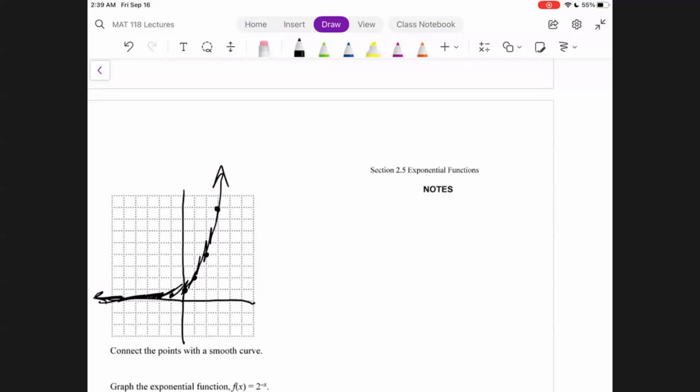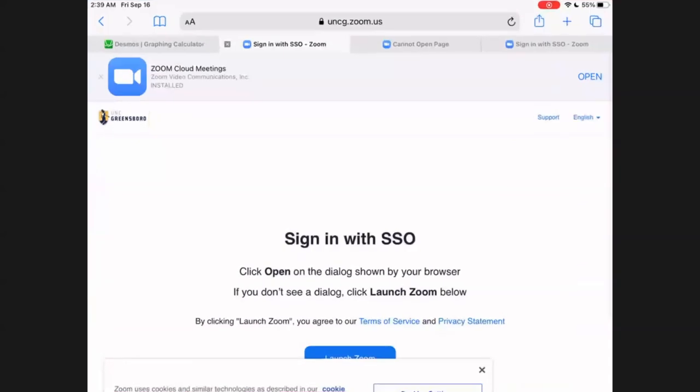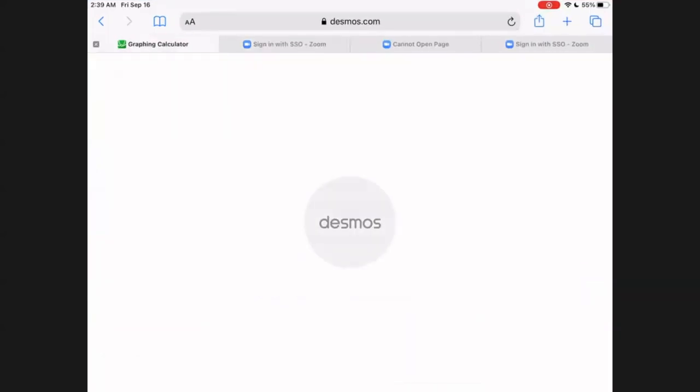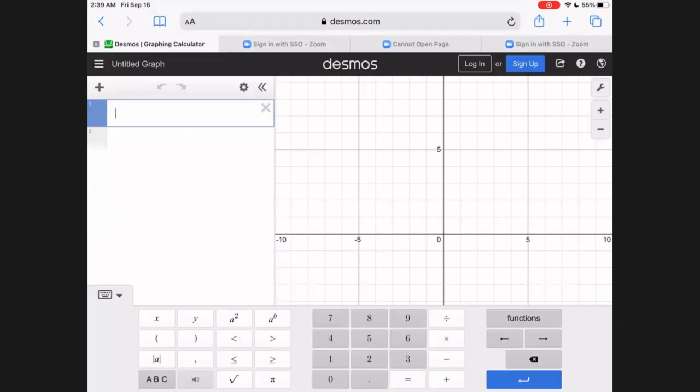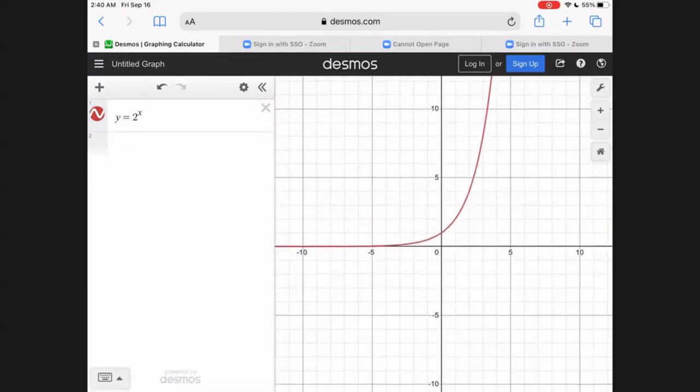So if we go over to Desmos, we can see that here. If I type in y equals 2 to the x, this is what our graph looks like. Okay. We see that at 0, it is 1. Okay. At 2, we get it to be 4. Okay. At 1, it's 2. At -1, it's a half.